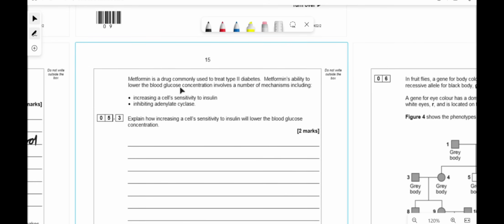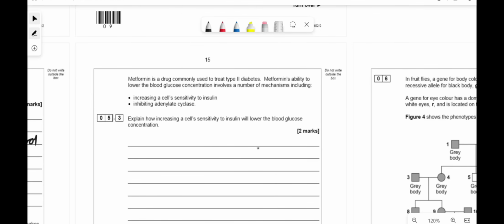So metformin is a drug that's commonly used to treat type 2 diabetes. Metformin's ability to lower the blood glucose concentration involves a number of mechanisms, including increasing a cell's sensitivity to insulin and inhibiting adenylate cyclase. Explain how increasing a cell's sensitivity to insulin will lower the blood glucose concentration.